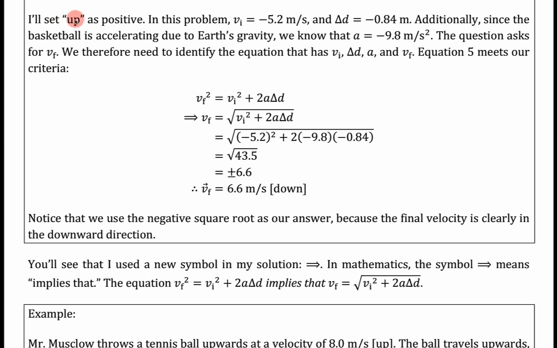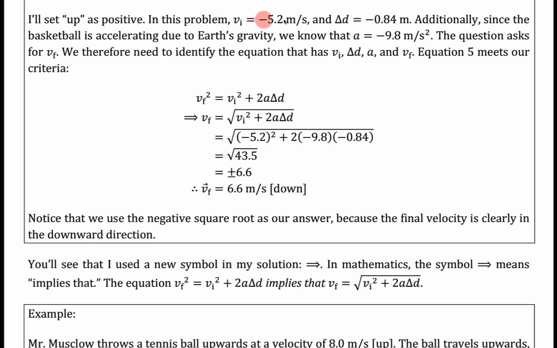Okay, so as I've said, my suggestion is for you to set up as positive. If up is positive, then our initial velocity is minus 5.2 meters per second because that velocity was in the downward direction. The displacement is minus 0.84 meters. And here's the thing, we actually know something else, which is that the object is accelerating at minus 9.8 meters per second squared. So that's another piece of information that we have drawn from this question.